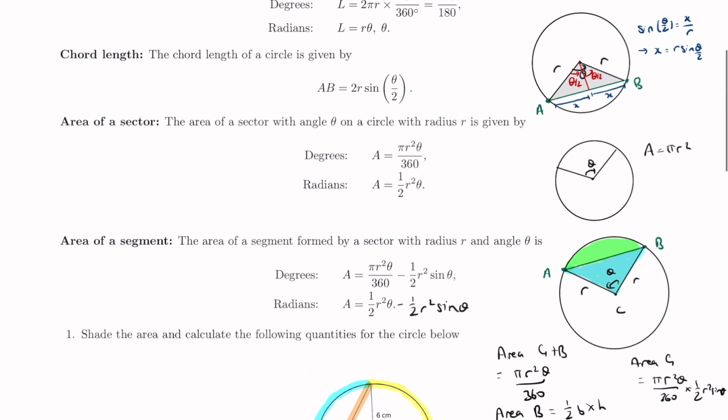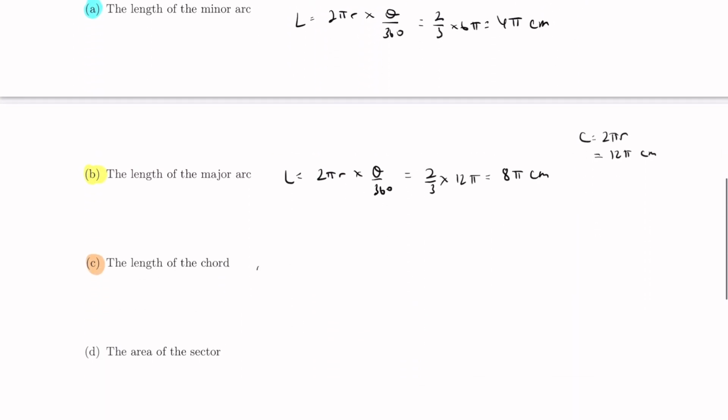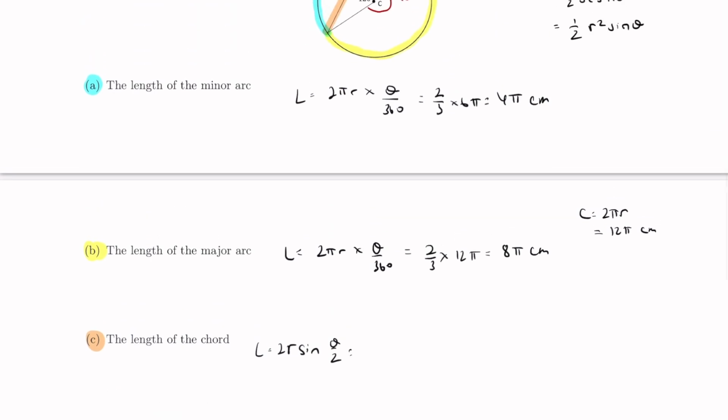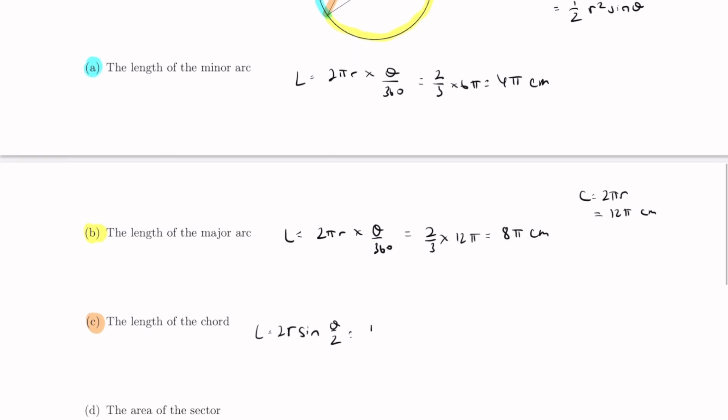So if you go back to the length of a chord, it's 2r sine theta on 2. So length equals 2r sine theta on 2. So in this case, r is 6 centimeters and theta on 2 is 60. So you end up with 12 sine of 60 degrees. Okay, now if you remember your exact values, sine of 60 degrees is root 3 on 2. So you end up with 12 times root 3 on 2, which is just 6 root 3 centimeters.